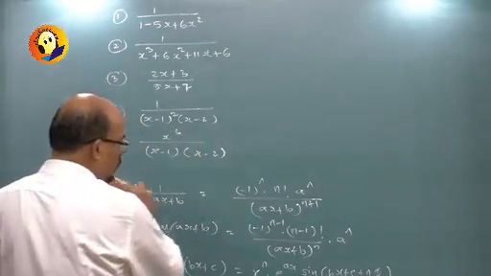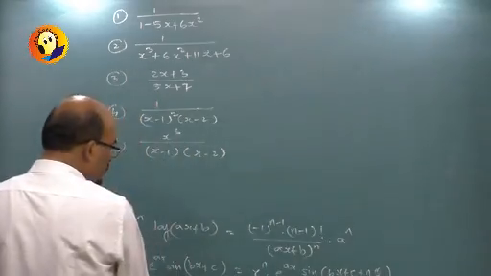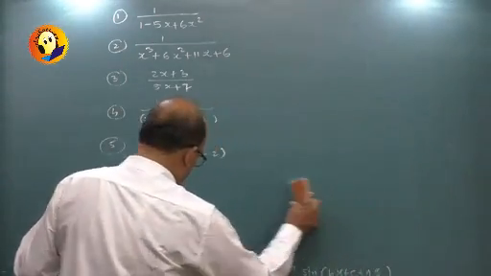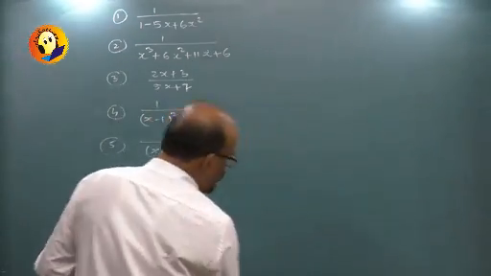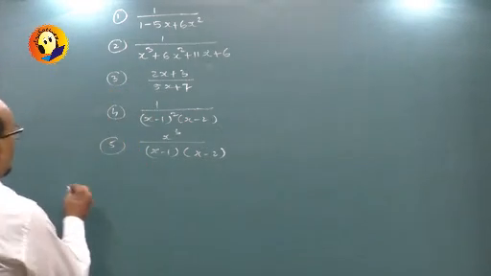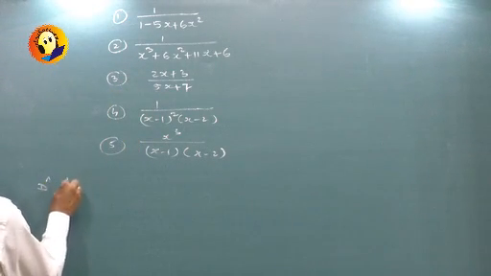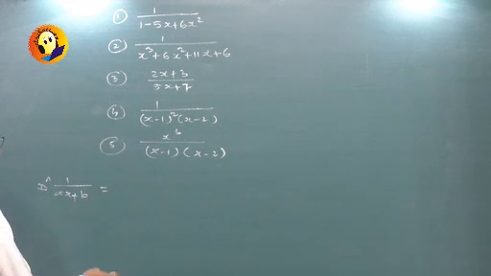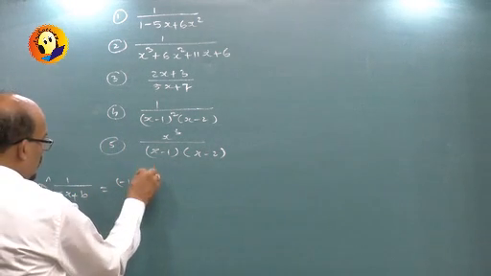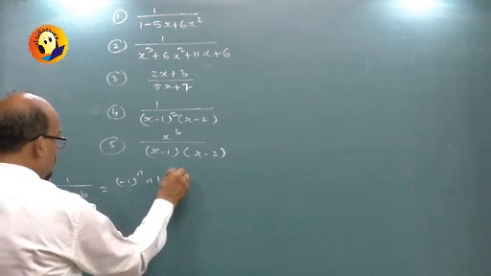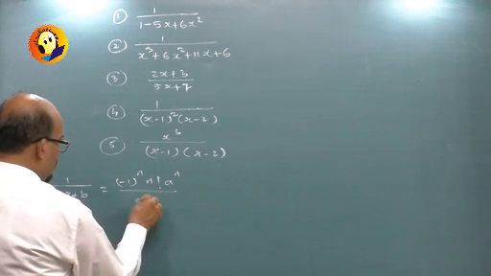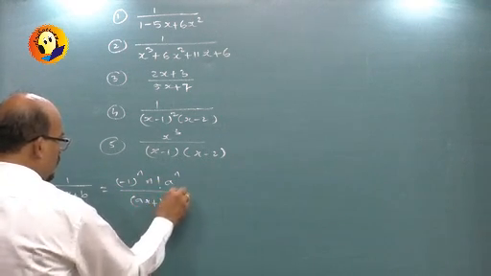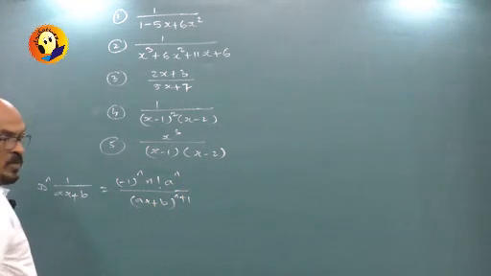I will tell you how to solve them, not the difficult ones, but they will all reduce to only one formula, that is the nth derivative of 1 upon ax plus b. That was minus 1 raised to n into n factorial into a raised to n upon (ax plus b) raised to n plus 1. That was the formula, right?